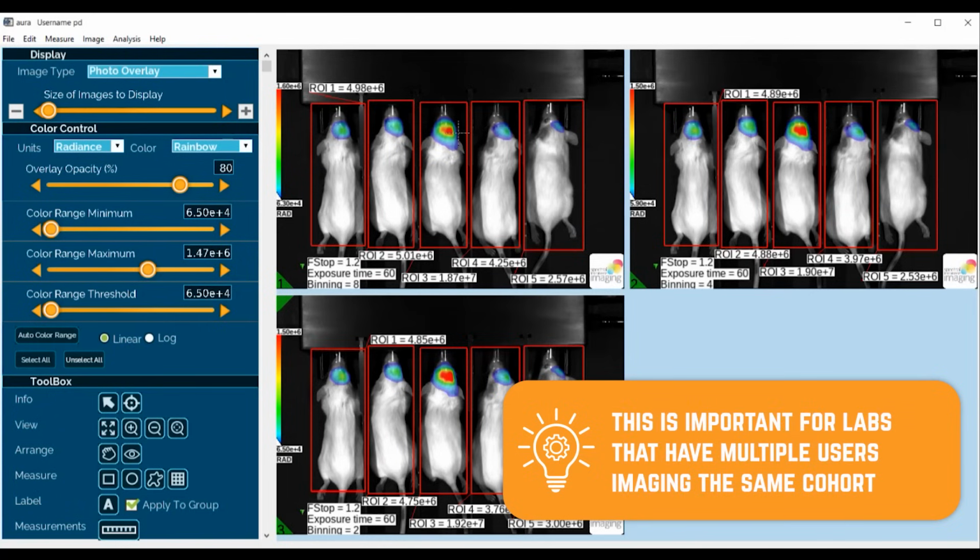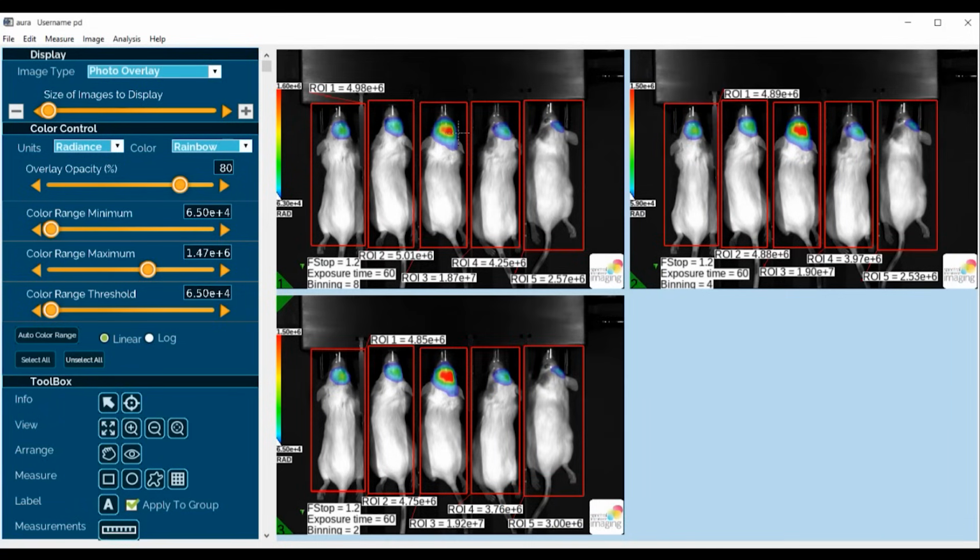Now, this is important for users that are basically splitting the work of imaging the animals. One day, one person images the animals using certain camera settings, and day two, another tech or investigator uses different camera settings. That should not matter. That is okay. Also, over the course of the study, let's say an 8-week study, on week one, your camera settings are going to be different than week 8.